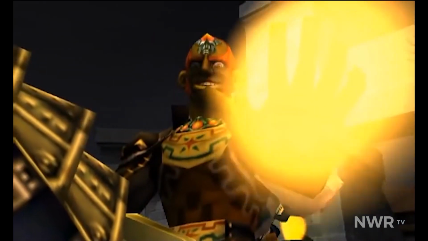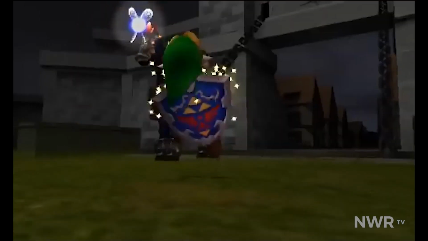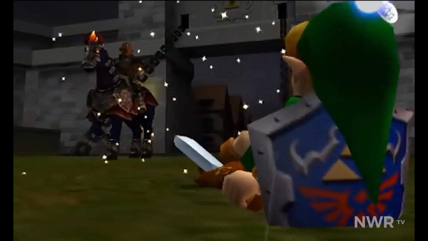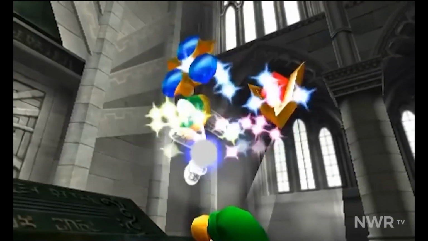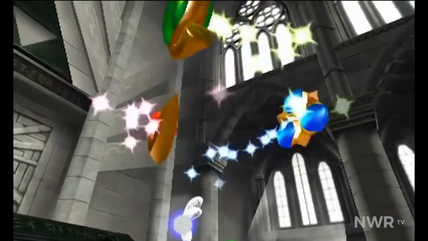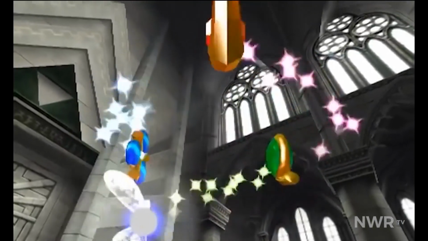Well, we actually have another instance of Link time traveling. After collecting the 3 spiritual stones, Link briefly confronts Ganondorf. He's very quickly overpowered, but proceeds to the Temple of Time after finding the Ocarina of Time. He travels to the future, where he would eventually confront and defeat Ganondorf.